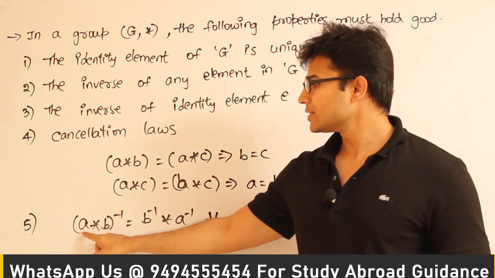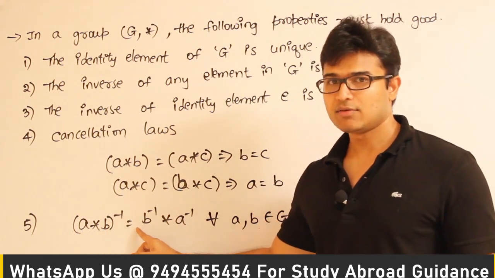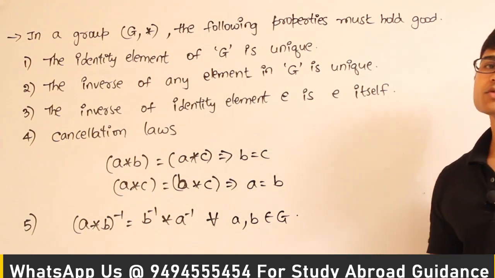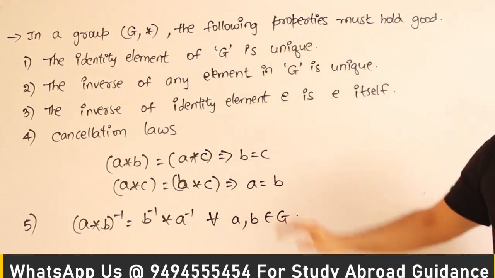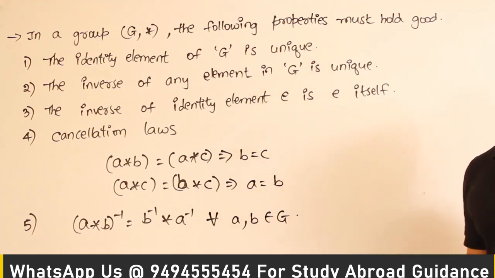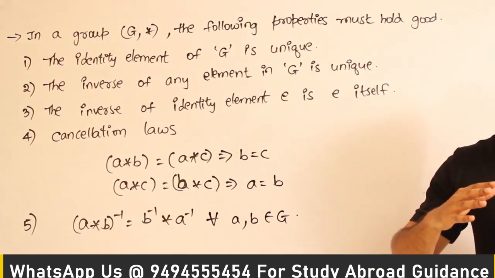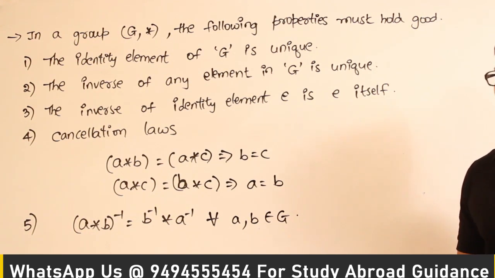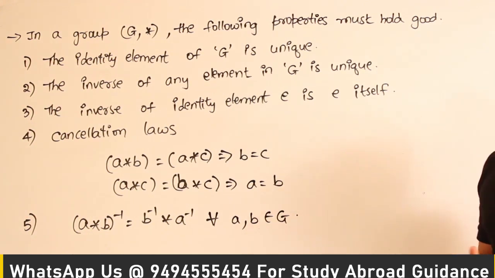Now the last one is (a * b)^-1 = b^-1 * a^-1 for all a, b belonging to G. So how did we get all this? We got all these properties because a group follows all those rules. What are the rules that a group follows? It is closure, it is associative, it has inverse, and it has identity. Because of those rules, we can derive all this. But I am not going to derive these properties or prove that they hold. You just remember them. Proof is not required.